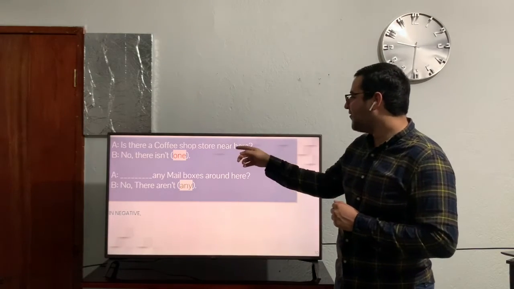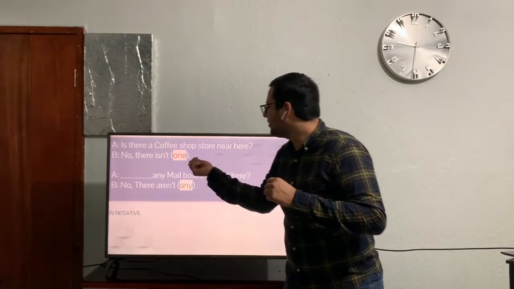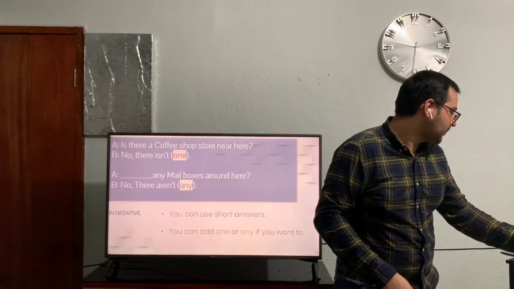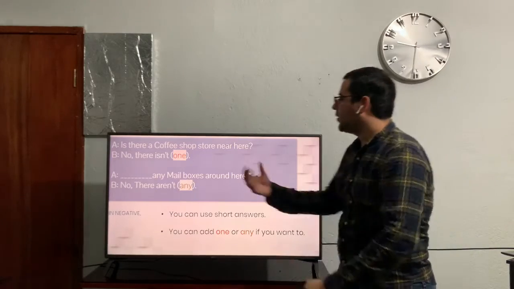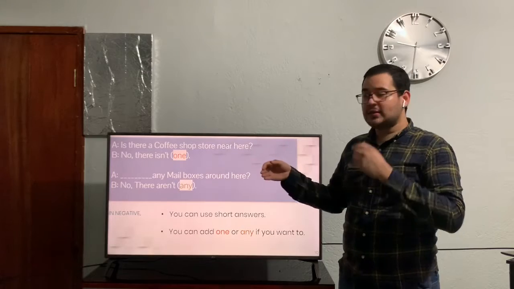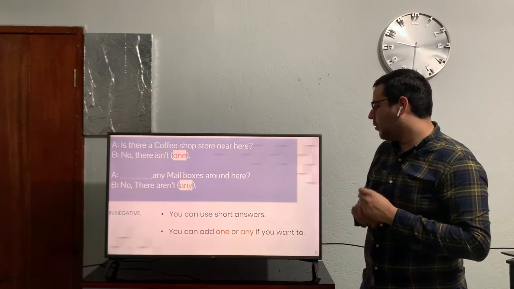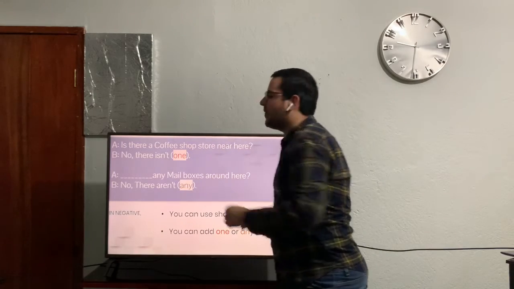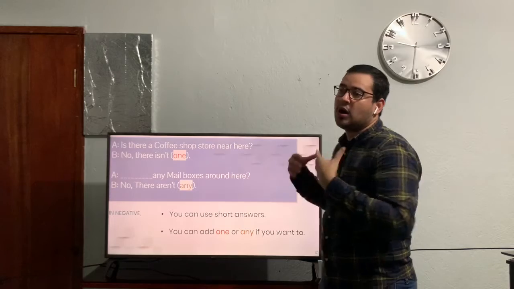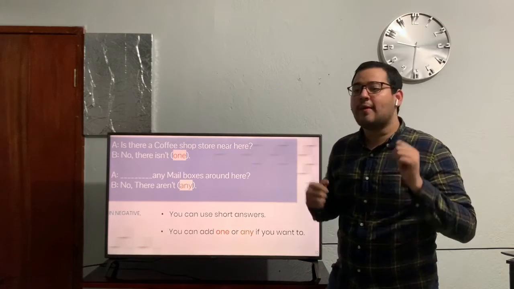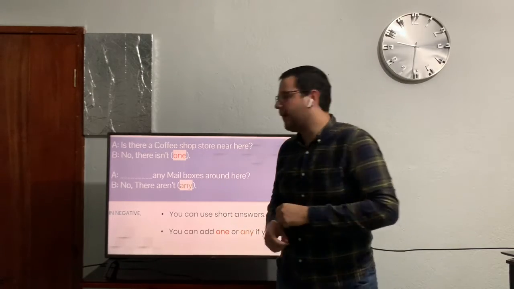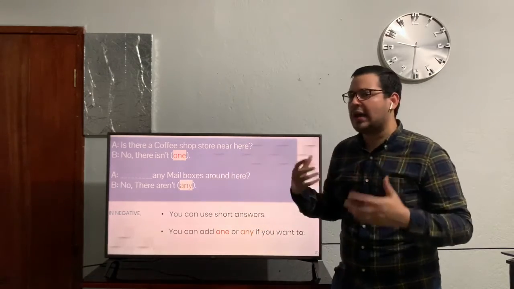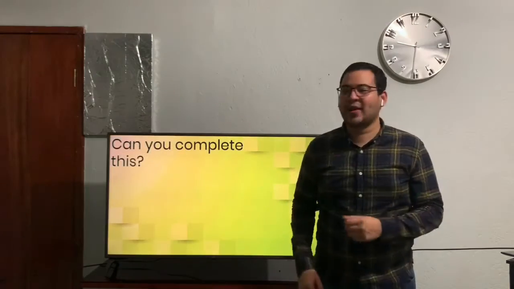So, is there a coffee shop around here? No, there isn't one. No, there aren't. Very good. Now, what about negatives? In negative, you can use short answers. This is a short answer. No, there isn't. And in negative, you can add one or any, if you want to. So remember, these words in parentheses are optional. If we want to use them, fine. If we don't want to use them, that's fine, okay? You can use them so you can practice. I would recommend you practice with these words so you get the idea. Perfect. Nice. All right.